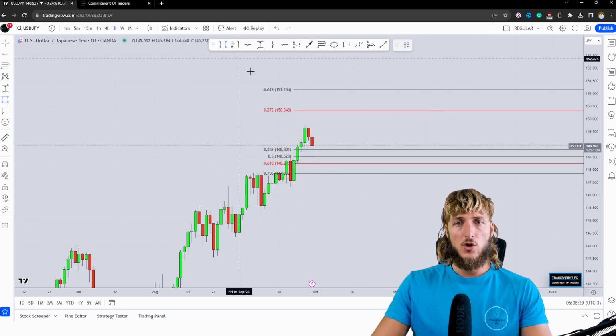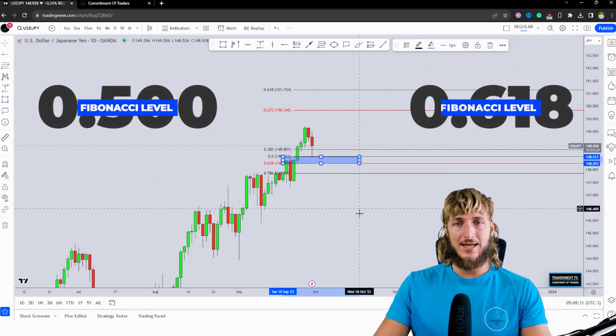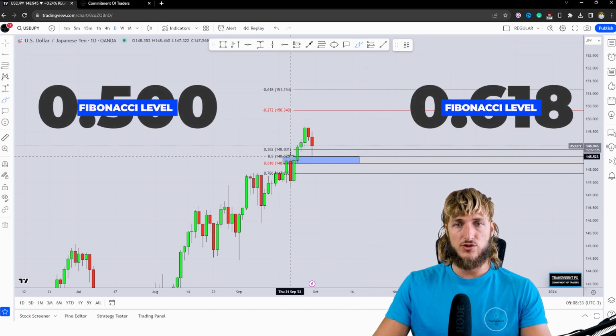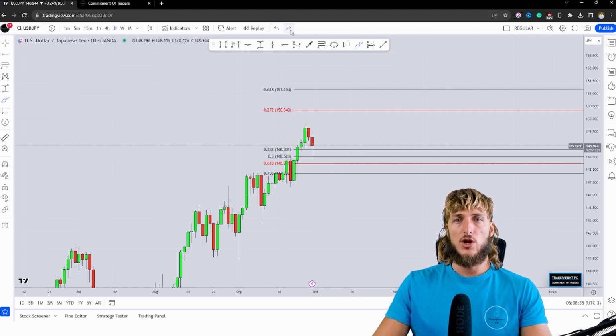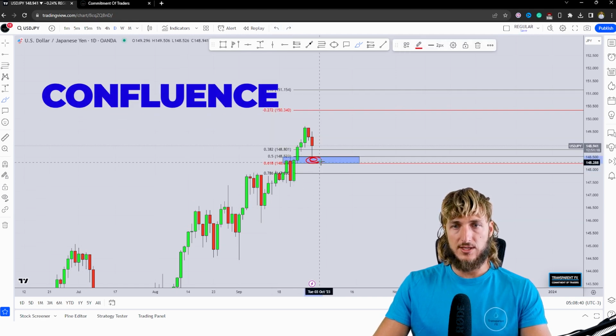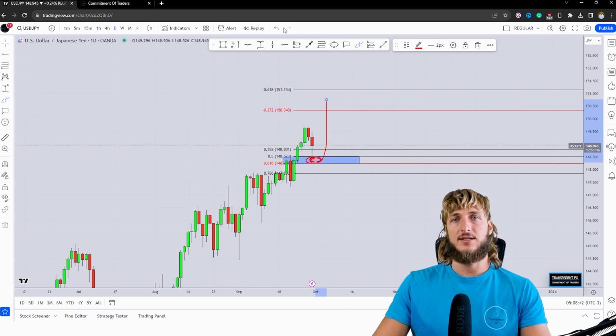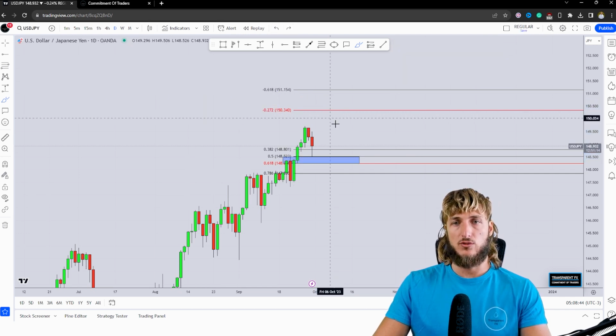And if we do that, we can see how we have the 50% and 0.618 Fibonacci retracements lining up exactly with this previous resistance turn support, creating a confluence of support inside of this area, which we could in fact expect this market to reject to the upside.